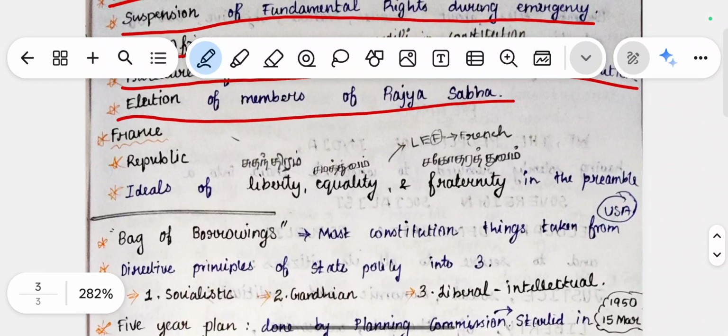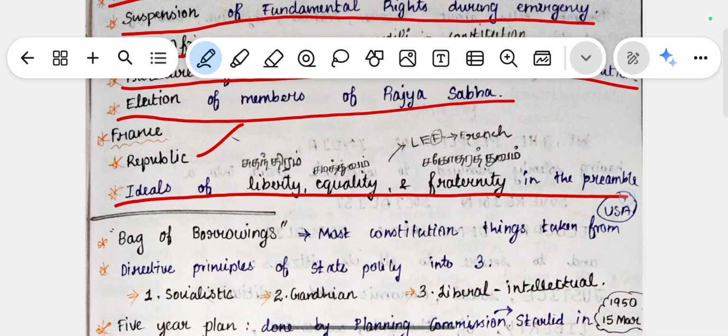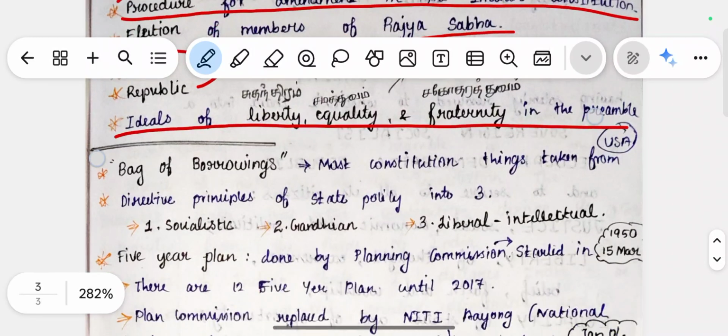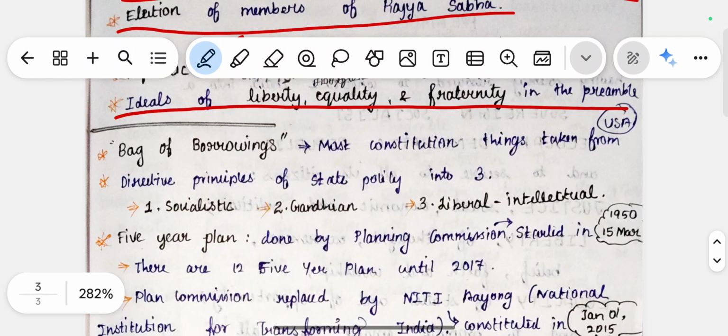So the next one is France. The republic concept and the ideals of liberty, equality and fraternity in the preamble were taken from France. So let's see some of the key points from the previous year questions.